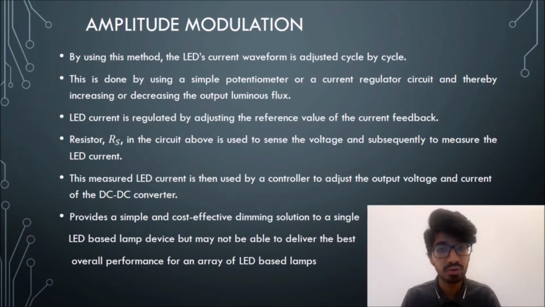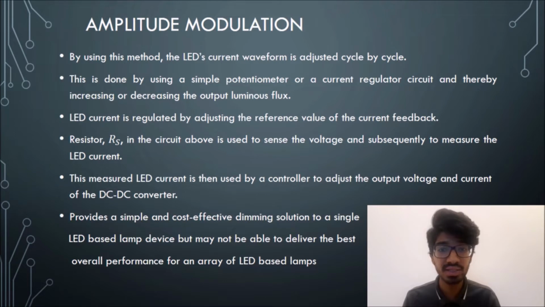The first method of auto brightness control is known as amplitude modulation. By using this method, the LED's current waveform is adjusted cycle by cycle to achieve the desired level of luminous flux. This is done by using a simple potentiometer or a current regulator circuit, thereby increasing or decreasing the output luminous flux. The LED current is regulated by a control architecture by simply adjusting the reference value of the current feedback, as shown in the figure above.